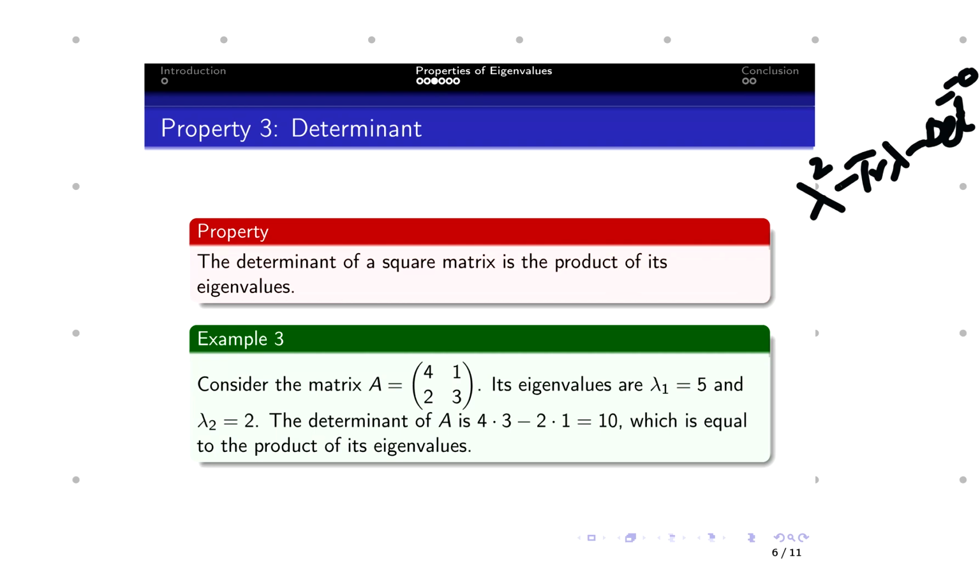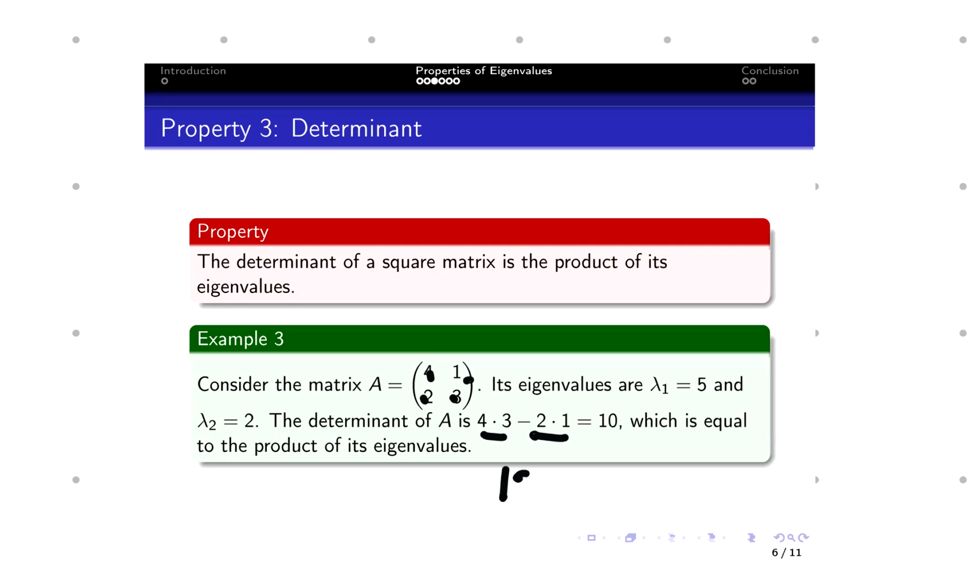Okay, so here you discover that the determinant of a square matrix is the product of its eigenvalues. To know that you have got the right eigenvalues, when you multiply your eigenvalues together, you should get the determinant of the matrix. Consider the matrix A, which is 4, 1, 2, 3 as usual. Its eigenvalues are lambda 1 equals 5 and lambda 2 equals 2, which we found not long ago. So the determinant of A is 4 times 3 minus 2 times 1. That's 12 minus 2, and that is equal to 10.